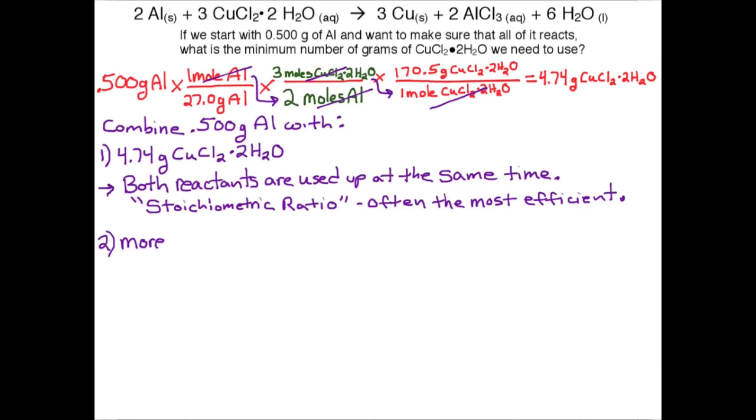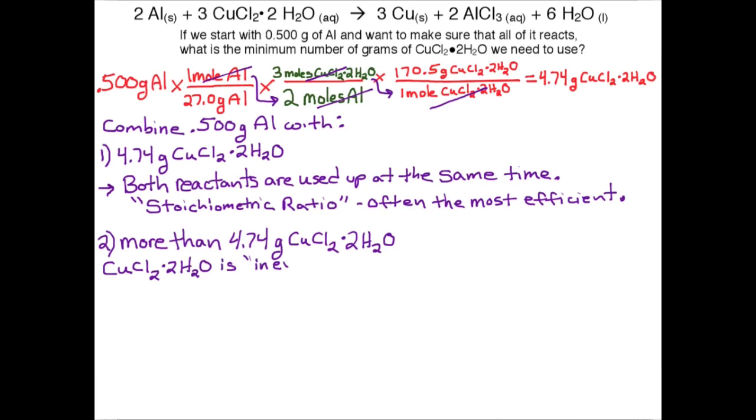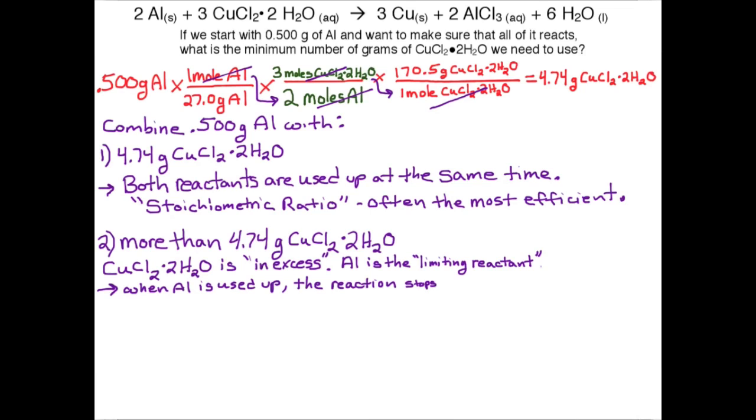Now, what happens if we end up using more than the 4.74 grams of copper chloride dihydrate? Well, in that case, we say that the copper chloride dihydrate is in excess. At the same time, the aluminum would be called the limiting reactant. That's because when the aluminum is used up, the reaction stops. In other words, the aluminum limits the reaction. At the same time, there's going to be some copper chloride dihydrate left over.